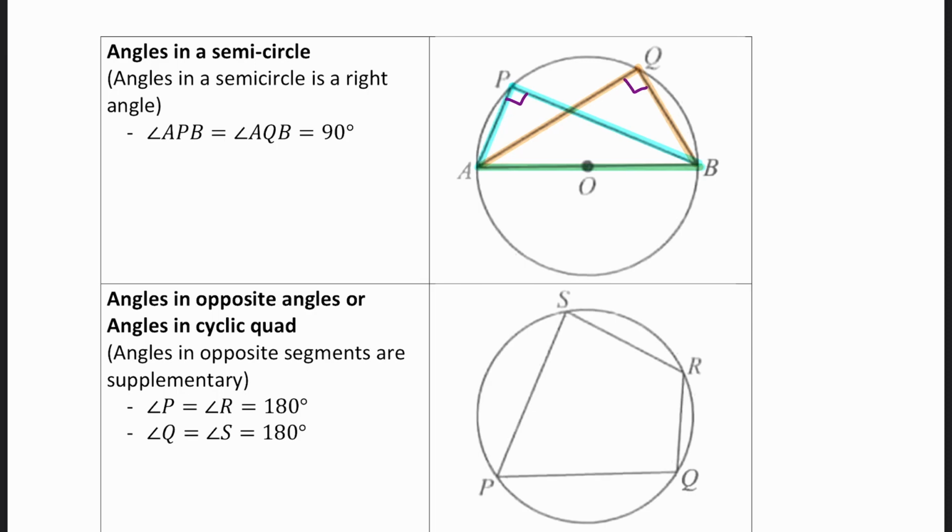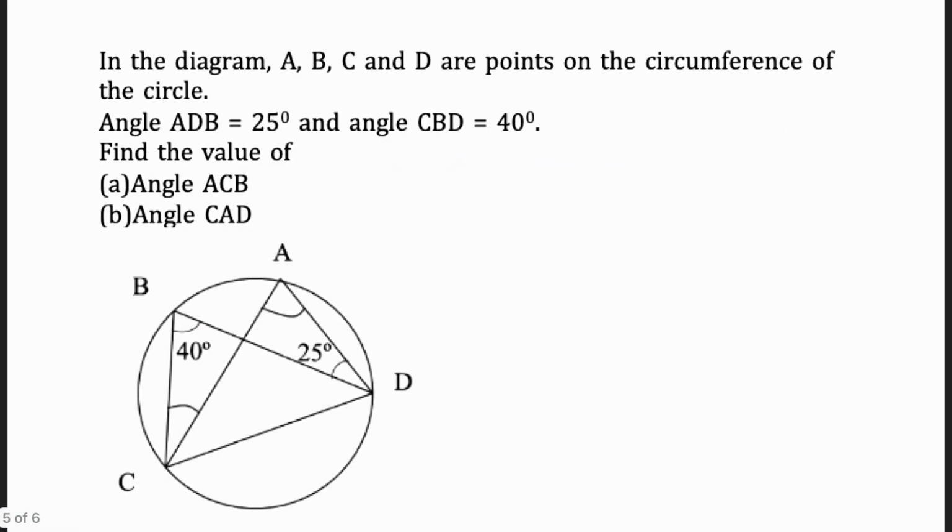And the last property is opposite angles, or what we call angles in a cyclic quadrilateral. The opposite angles will add up to 180 degrees. Vice versa, angle S and angle Q will add up to 180. Also take note that all 4 sides of the quadrilateral must touch the side of the circle. So we're going to go through one example now.